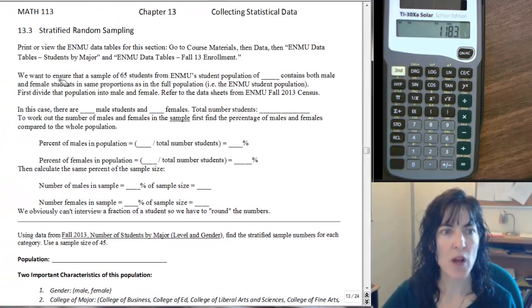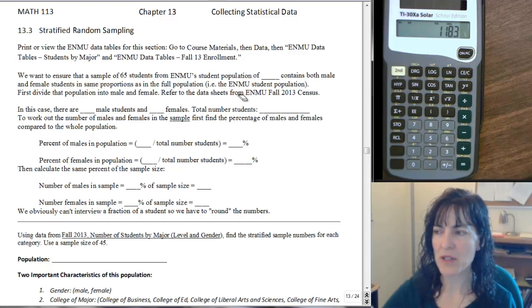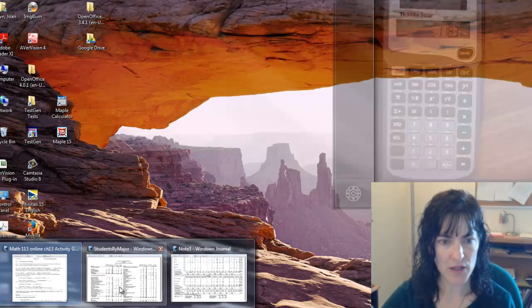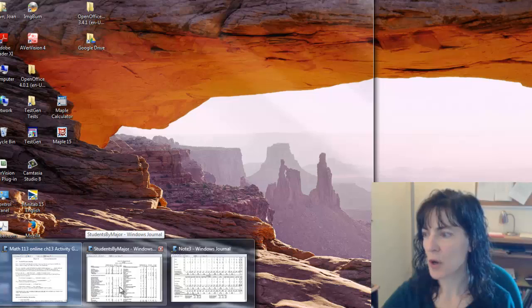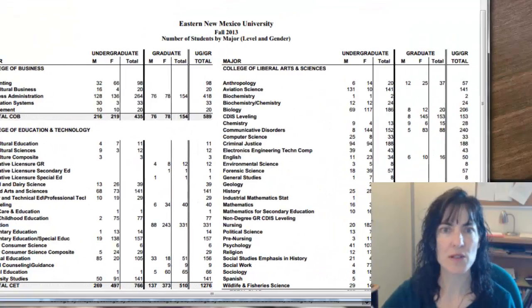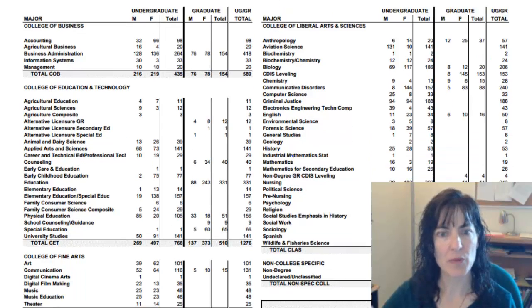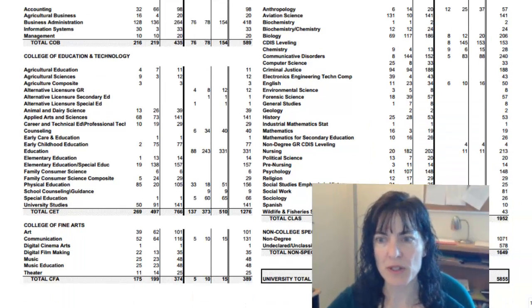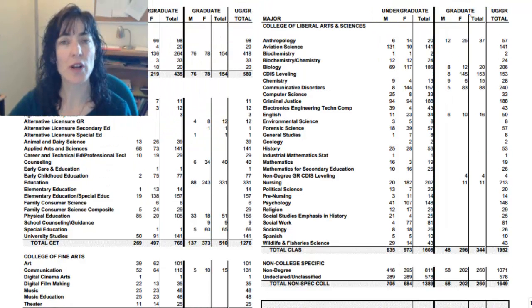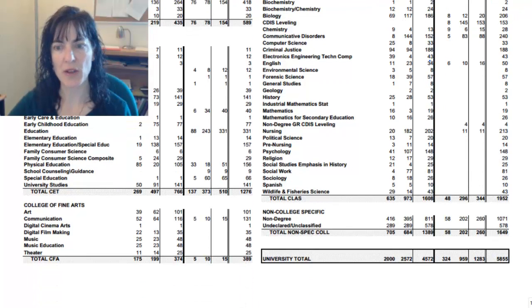So using the table, I want to ensure that a sample of 65 students from the student population of, how many students did we have all together? Let's see if we can find that. Students by major. That should show the total number of students. So we'll pop that up, and I'm looking for the total number of students. Ooh, I can see totals here. Let's see what they're broken into: undergraduate and graduate, and then the combined undergraduate and graduate together.